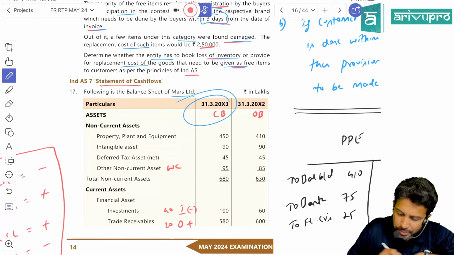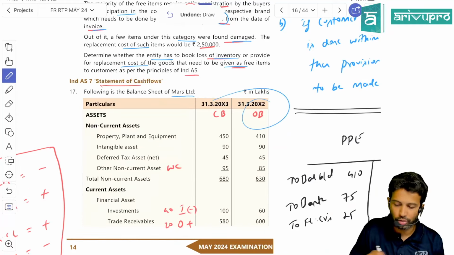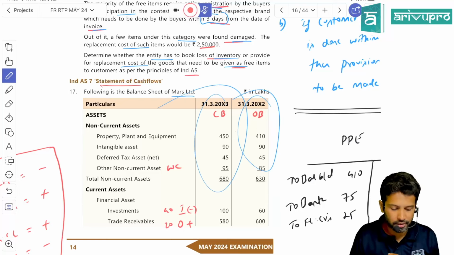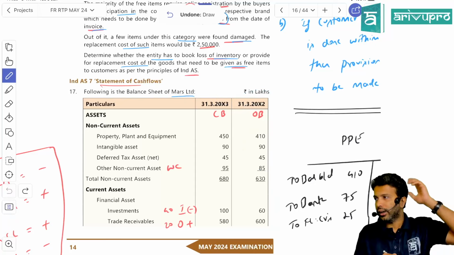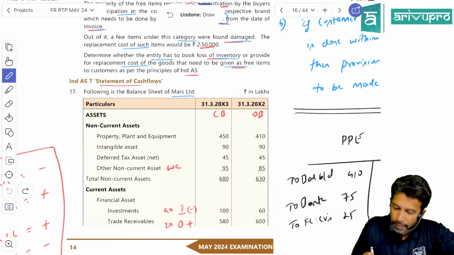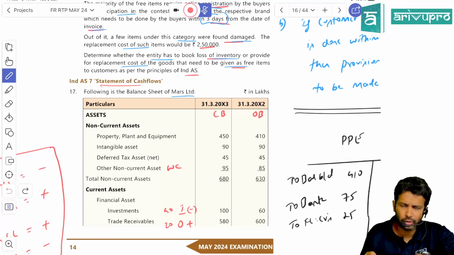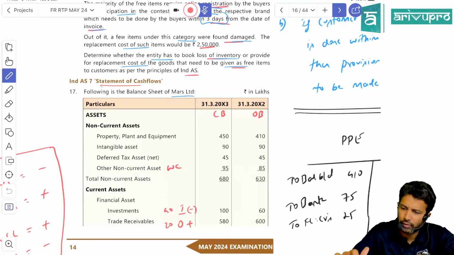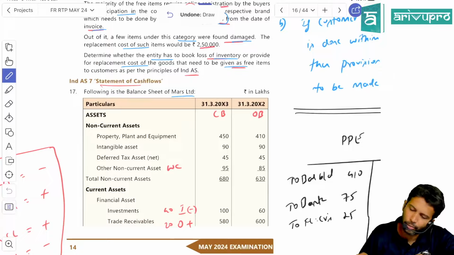First they've given 31st March 20x3, then they've given 31st March 20x2. So last year's closing balance will become the current year's opening. So this is the opening balance, and the 31st March 20x3 data is your closing balance. Okay, PP we have got the information. Just for the sake of it, you can prepare the ledger also, because we didn't see any depreciation, and we don't see any accumulated depreciation data over here. Hence better make the PP ledger.